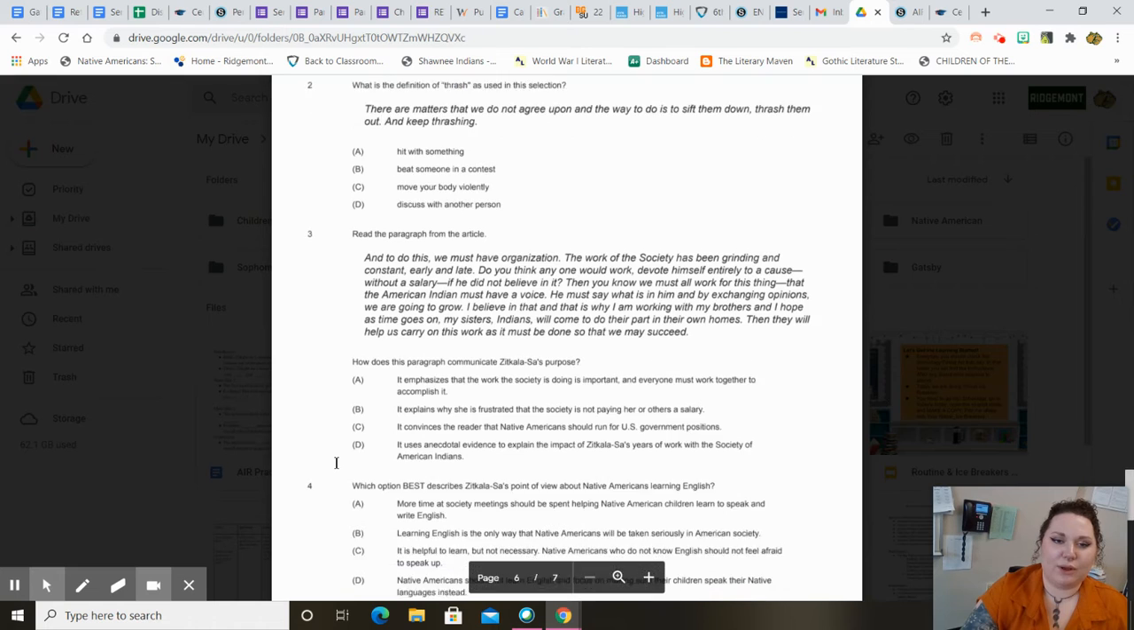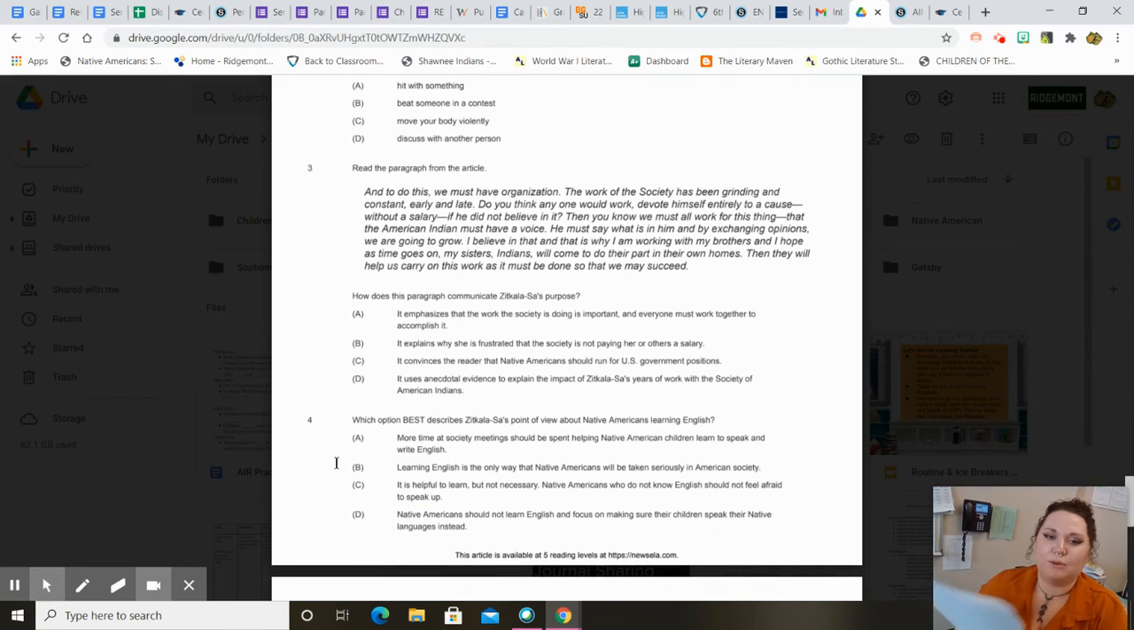Number 3, if we read the paragraph in the article, how does it communicate the purpose of Zitkala-Ša's piece? And the correct answer is A.